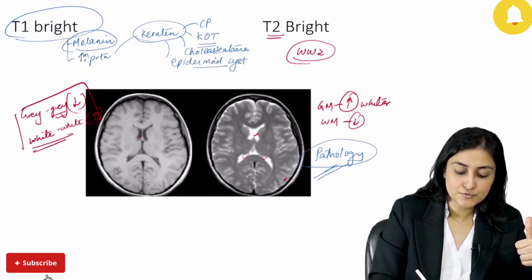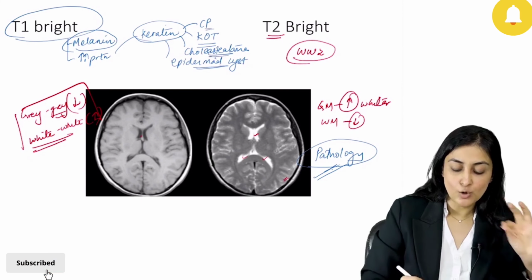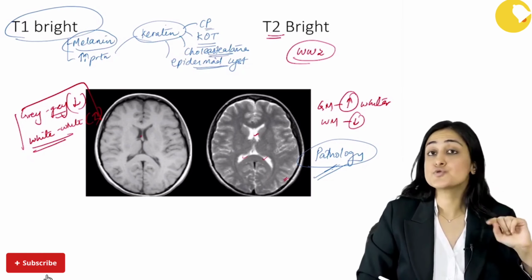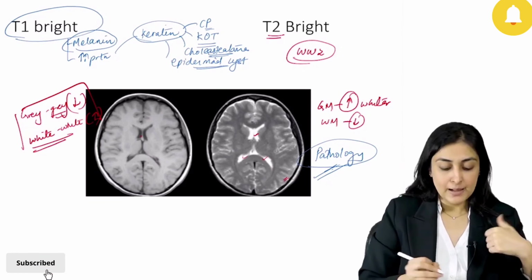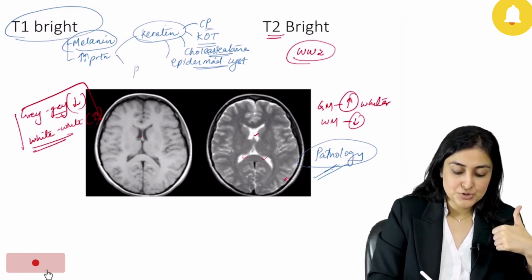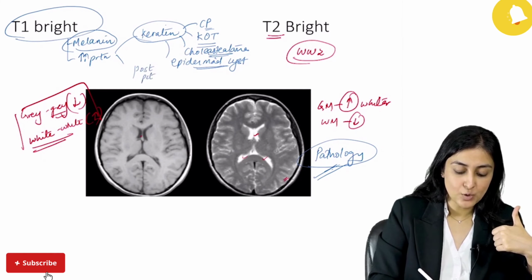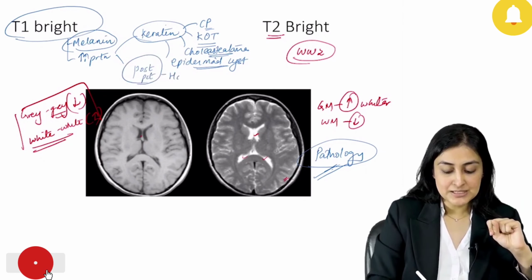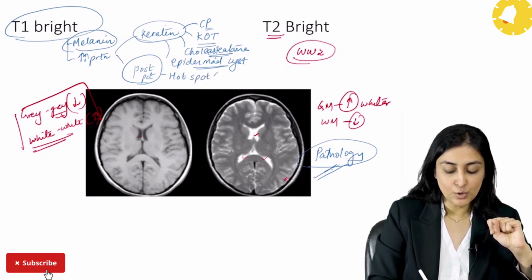This is a very useful list that we are building here. All of these tumors will be T1 hyperintense, and that's a very useful diagnostic feature. Apart from that, remember, the posterior pituitary also has neurosecretory granules that make it a posterior pituitary bright spot on T1.